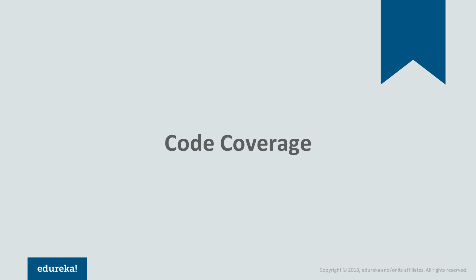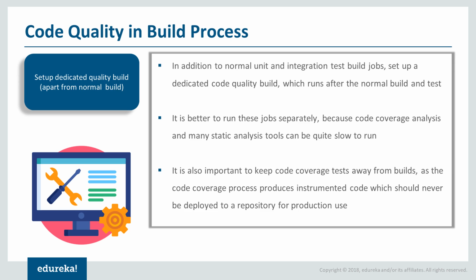However, this is more about code optimization, how you can make your code better and better, and how to reduce the technical debt. So code coverage is the first one, and basically it talks about the code quality. So in addition to normal unit and integration test build jobs, you set up a dedicated code quality build which runs after the normal build and test. So once those tests like unit testing, integration, and acceptance testing have been passed, then you run the code quality tests. And most of the time, as a best practice, it is always better to run these jobs separately, because code coverage analysis and many static analysis tools can be quite slow to run.